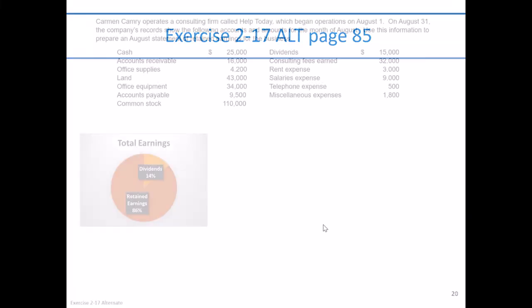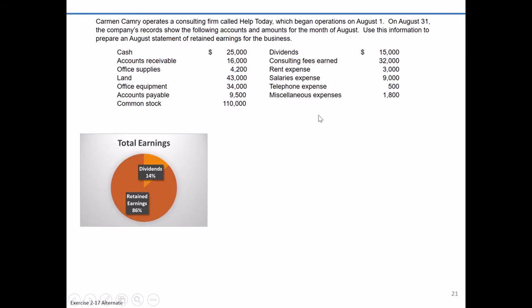In exercise 217, we carry forward our same scenario with Help Company today. And instead of preparing our income statement, we're going to prepare our second statement, which is our statement of retained earnings. I look at the statement of retained earnings as if it's a pie.